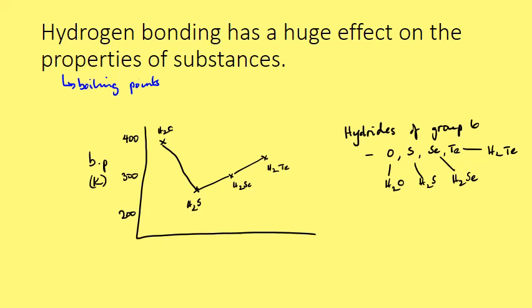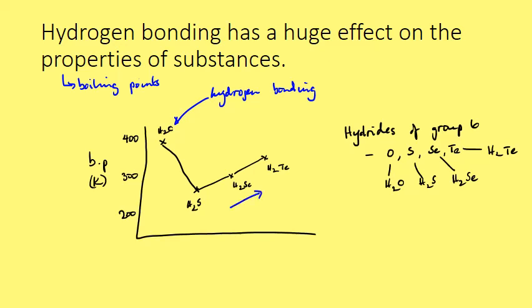And if we try and explain this, why should the hydride of oxygen have a much higher boiling point than the boiling points of all the other hydrides of group 6 elements? Well, that's because of the hydrogen bonding, which only exists in water because its oxygen is so electronegative. Sulfur, selenium and tellurium are less electronegative, and so you won't get the same bond polarization. So you won't have hydrogen bonding there.